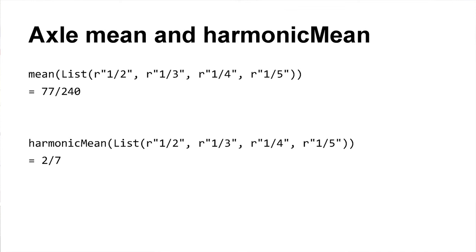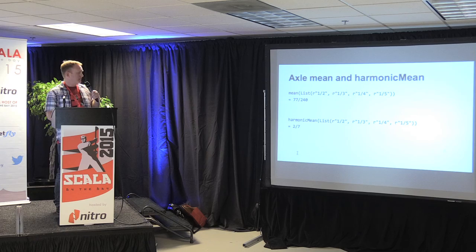So just one easy example, taking the mean or the harmonic mean of some fractions. It's nice to not lose precision in that operation. Harmonic mean is useful when you're averaging rates.